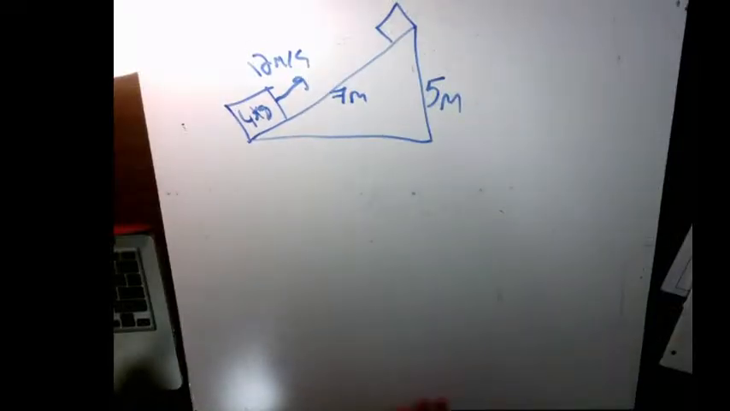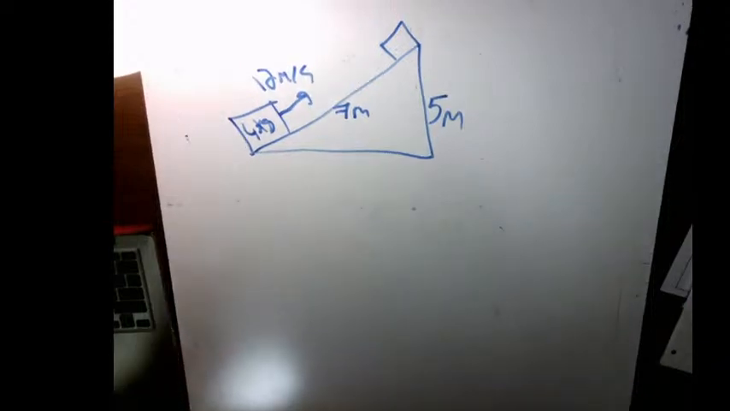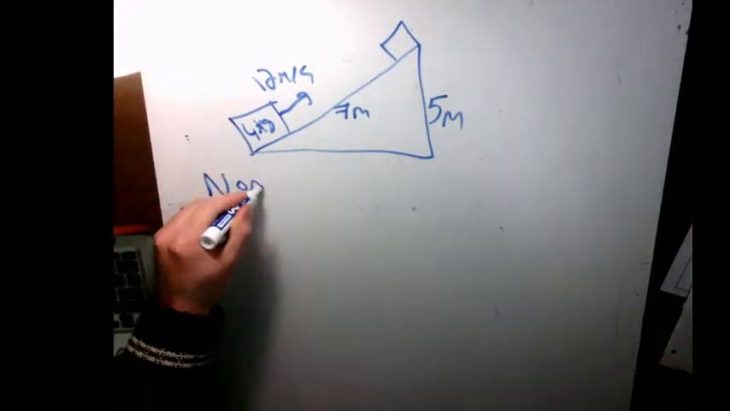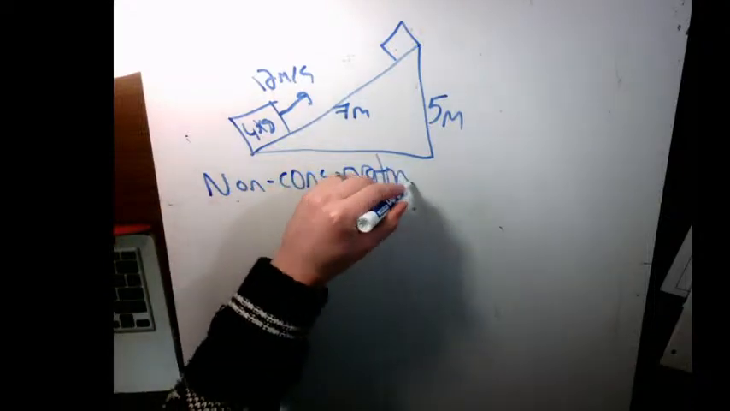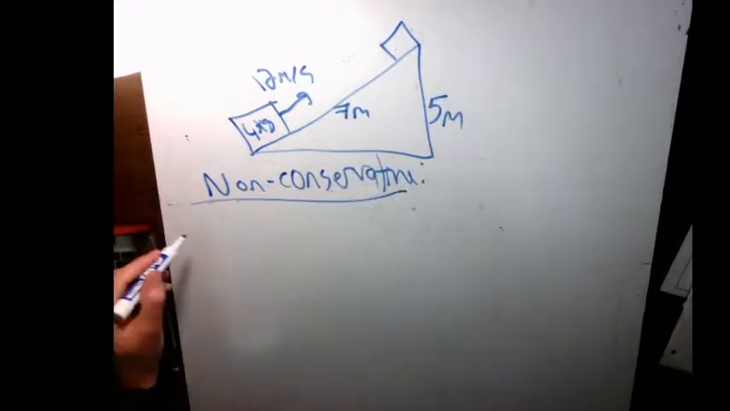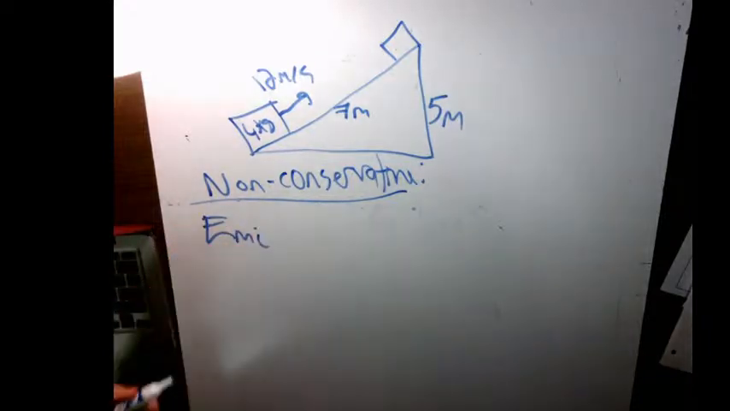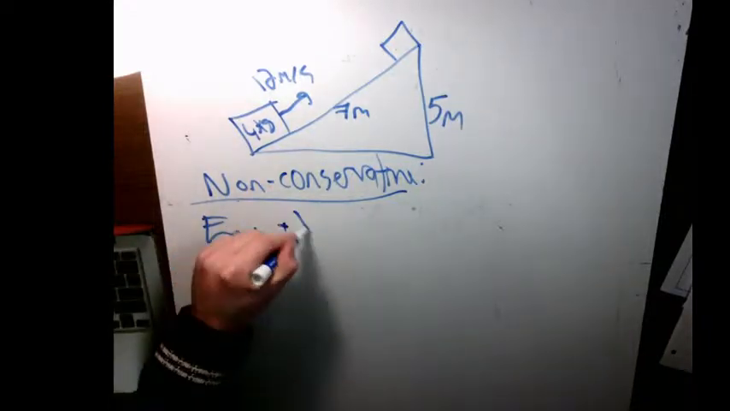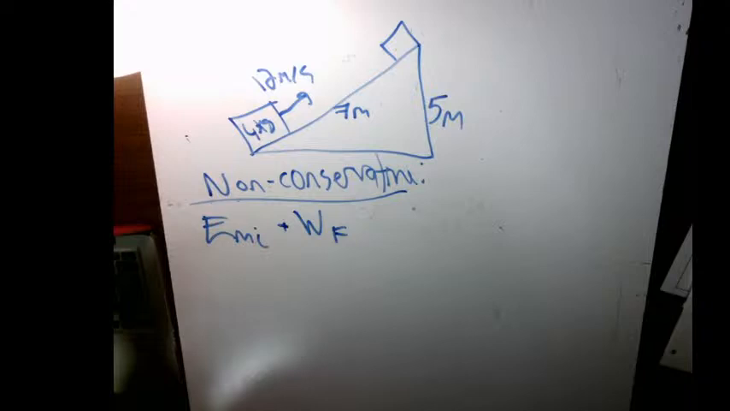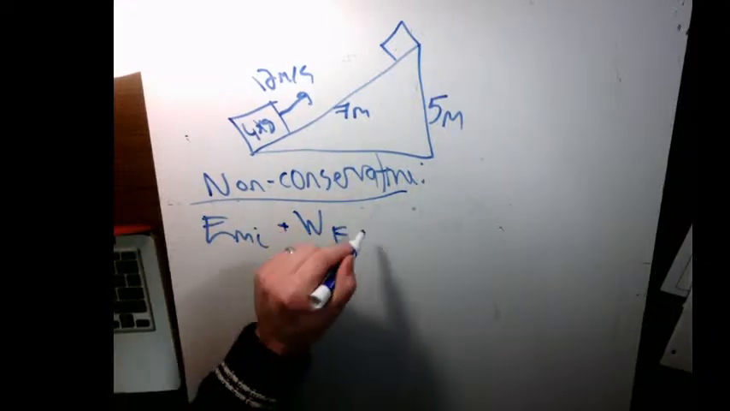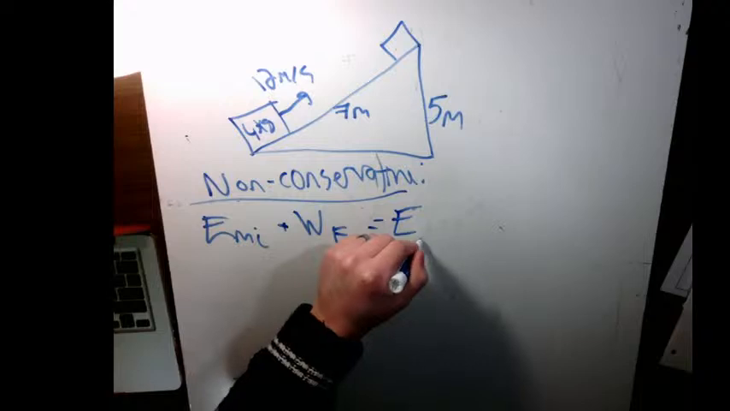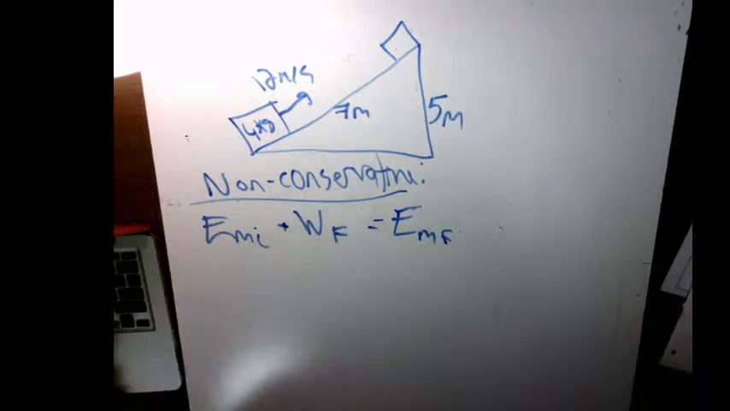They want us to determine the force of friction. So we know we have a non-conservative system. So we're going to be using our initial mechanical energy plus the work done by our non-conservative forces, in this case friction, equaling our final mechanical energy.